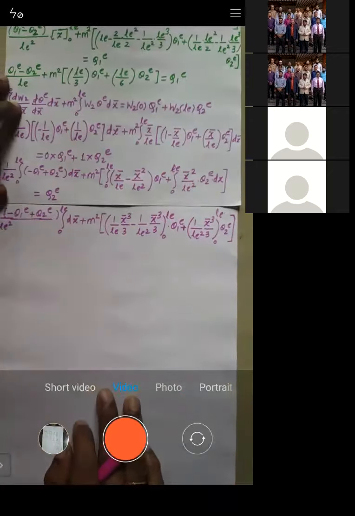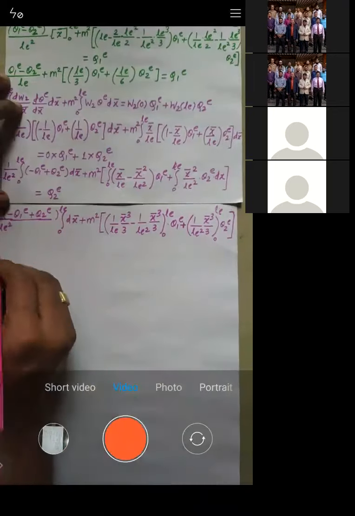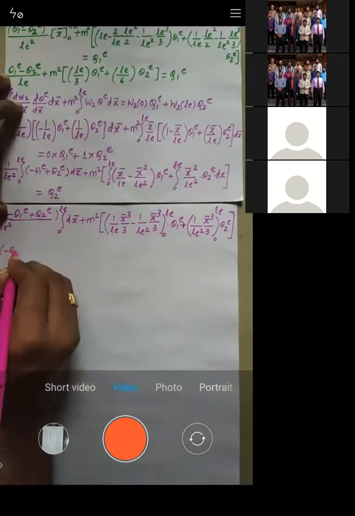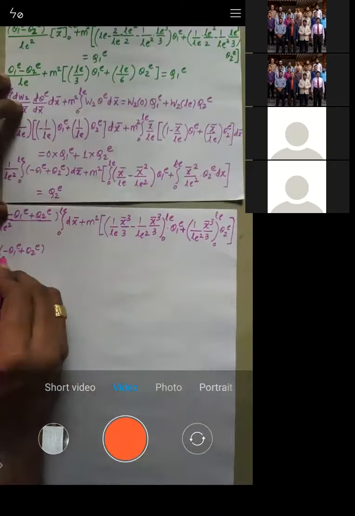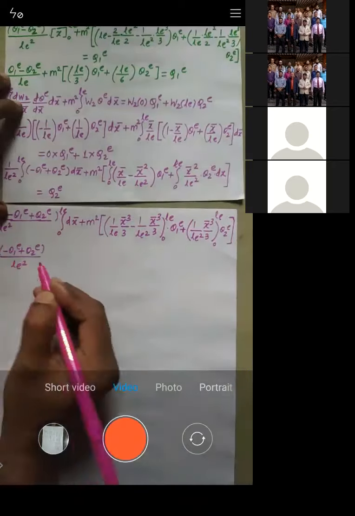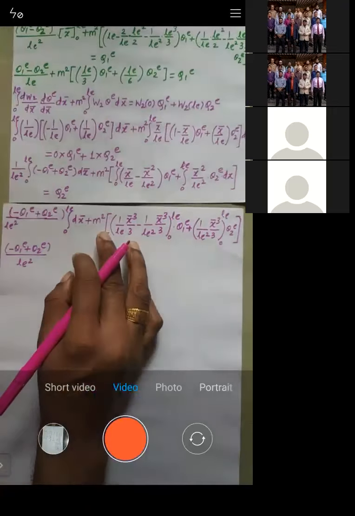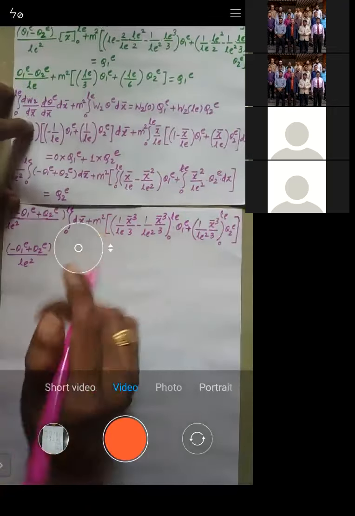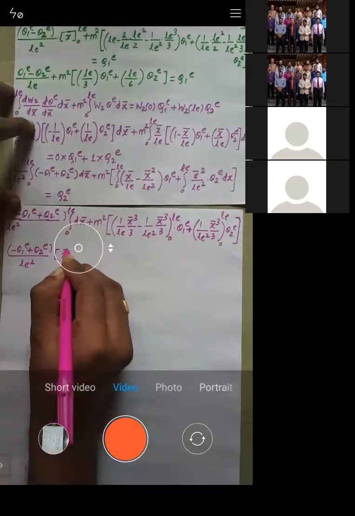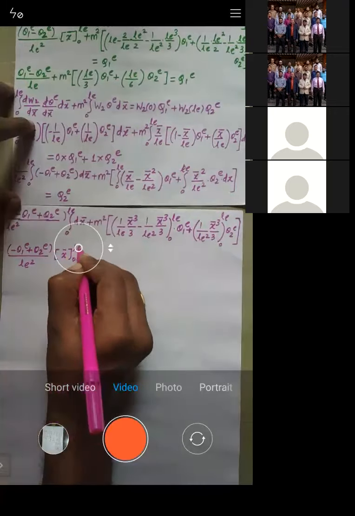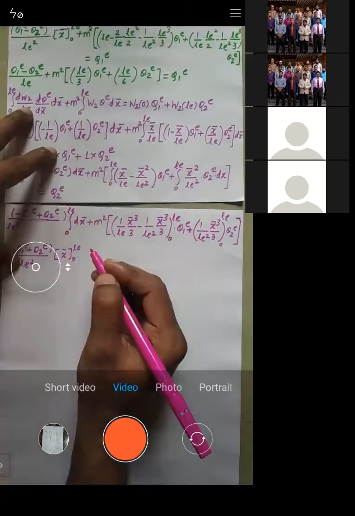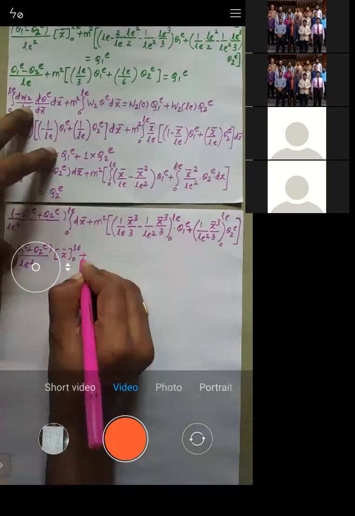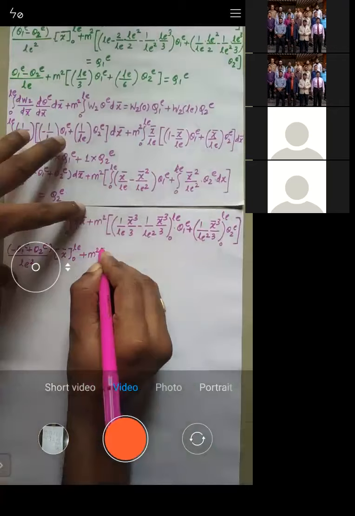Okay. So let's solve it. What you'll get here is minus theta 1 E plus theta 2 E upon L E square as it is, the integration of dx bar, x bar for the limit 0 to L E, plus m square. Now I'll just write down this term.